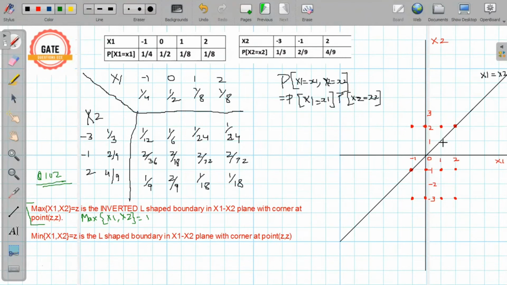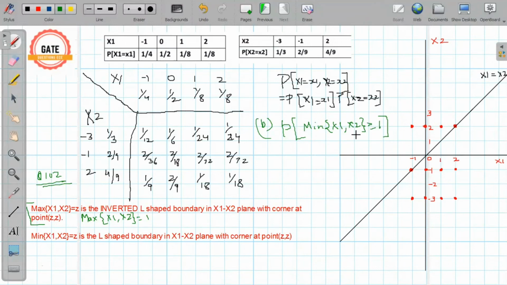So we draw here this inverted L-shaped boundary with corner at 1 comma 1, which is the maximum x1 comma x2 is equal to 1 line. Similarly, in part 3 and part 4 of question number 102, I explained that minimum x1 comma x2 is equal to z is the L-shaped boundary in x1 x2 plane with corner at z comma z. In part B, he has asked about the probability that minimum x1 comma x2 is greater than equal to 1.